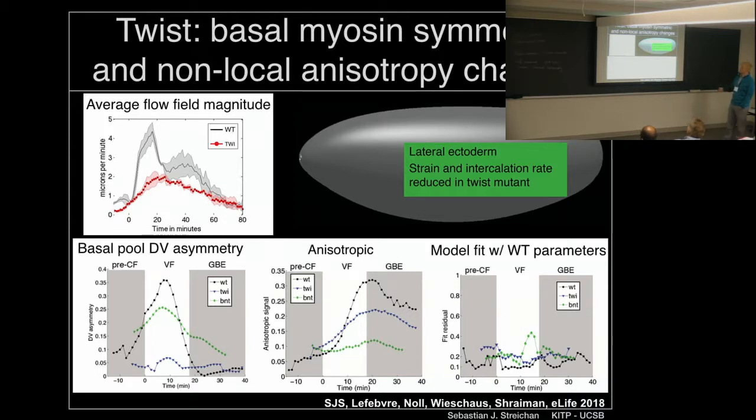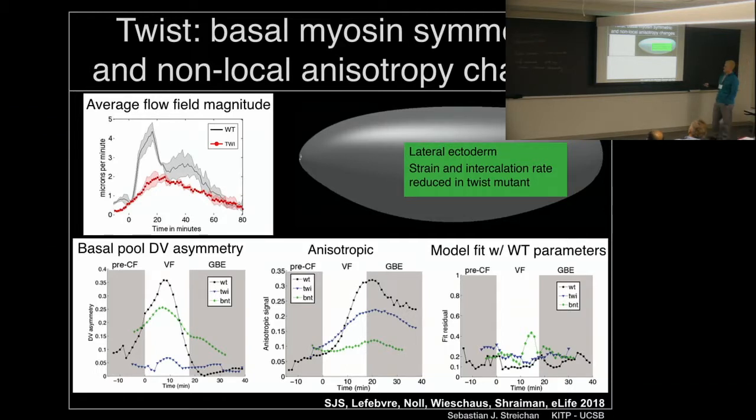And so what you can measure is this basal myosin pool asymmetry, right? Remember that on the dorsal pole there was a lot more myosin. And when you look at this in these twist embryos, this is completely lost. Now it's equal everywhere. So you basically have a uniform distribution of basal myosin. And that's what we think is responsible for this strongly reduced flow field early on, before ventral furrow formation.